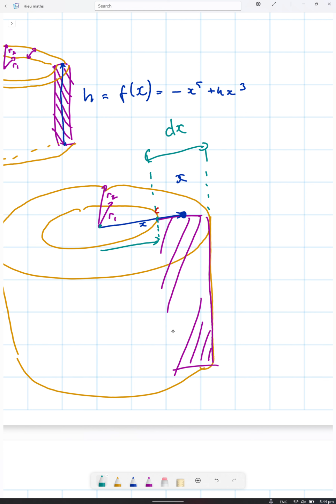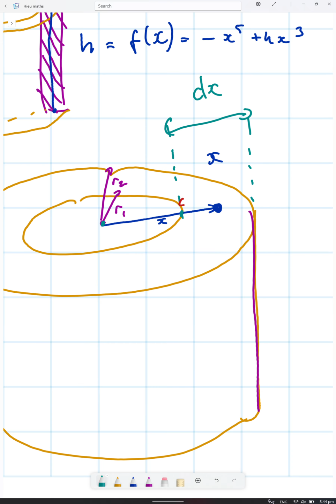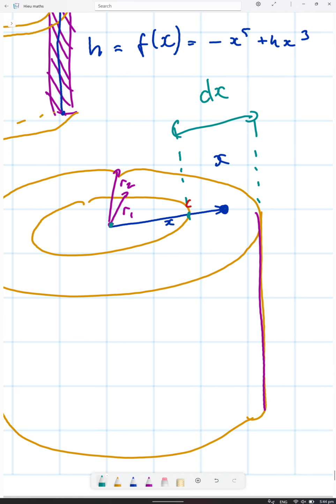I'm going to erase this rectangle to make it easier to see. But R1 is just equal to X, which is this length, minus 1/2 dx, which is this length right here. Right? So then what's R2?